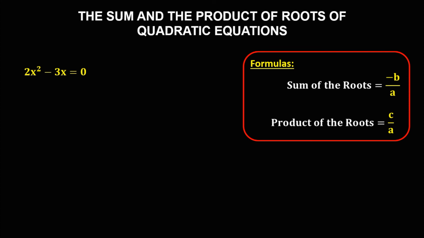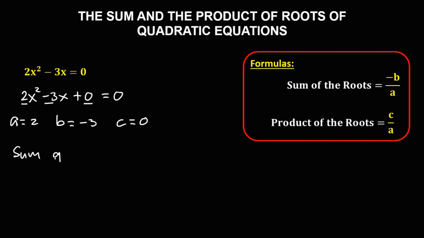And for this given, to write this one in standard form, we have 2x squared minus 3x, so we just need to add 0 for c, then equals 0. So to find the values of a, b, and c, a is positive 2, b is negative 3, and c is 0.